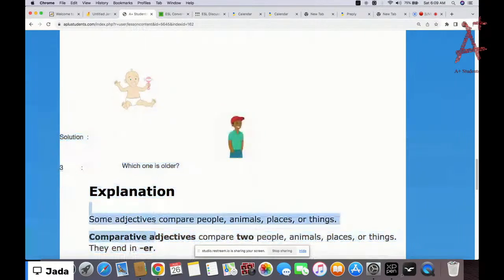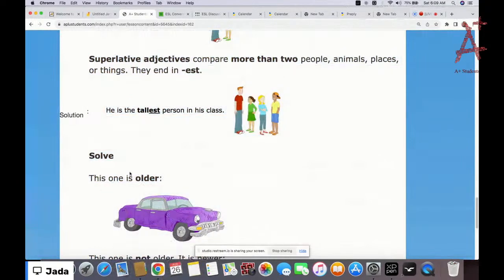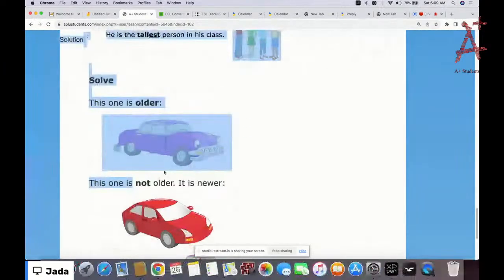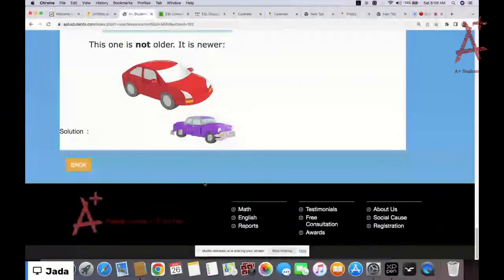Okay? Now this car is older. This one is not older, it is newer. So you are comparing two things. Is this younger or older? Is this heavier or lighter? Is this older or newer? Exactly. So this car with the red is newer. The one with the purple is older.